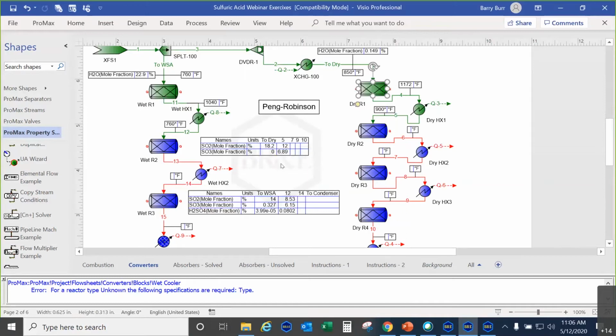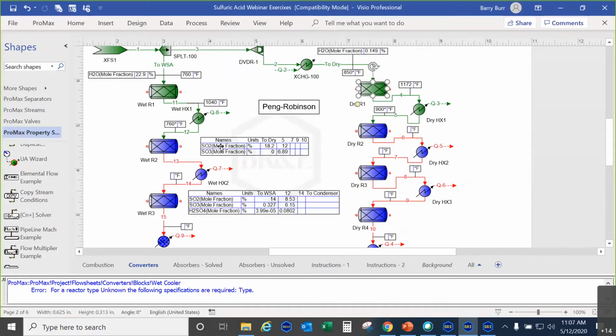So I just have learned what I have to do in ProMax to simulate it and match a set of plant data. But beyond that, I'm really not the right person to ask about. Somebody in here might be able to answer that, but I don't know.